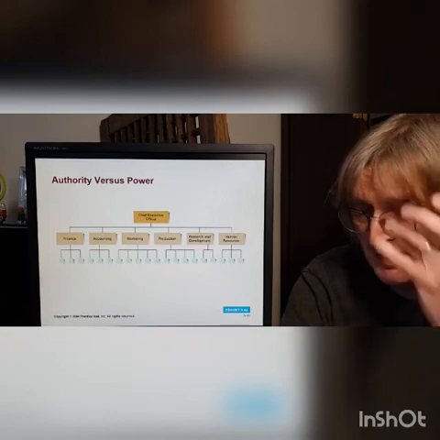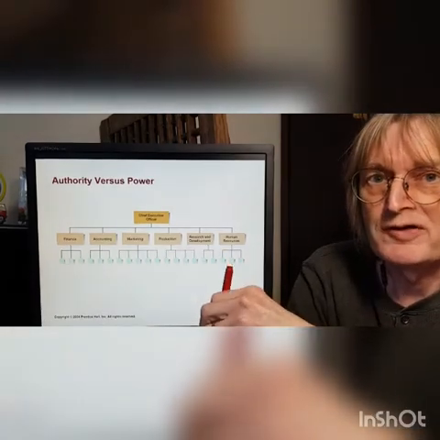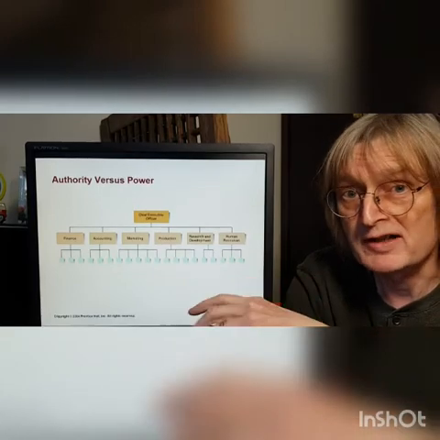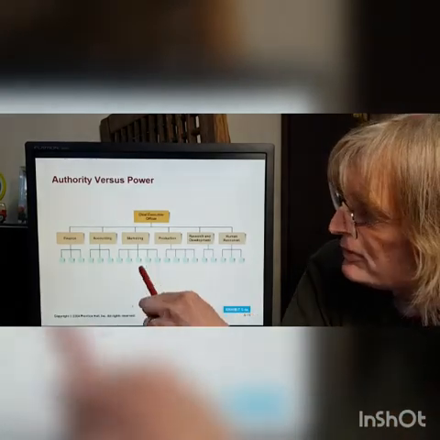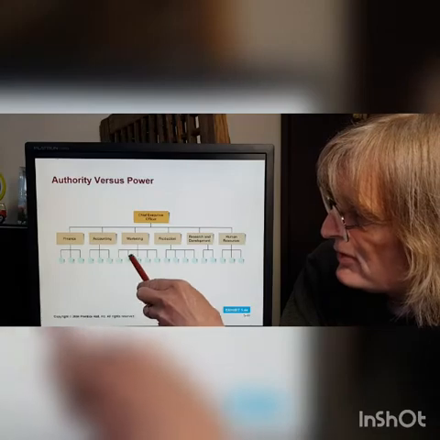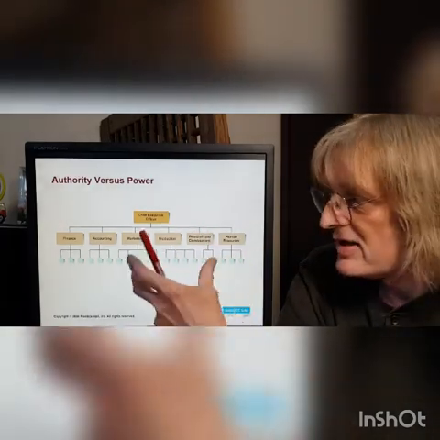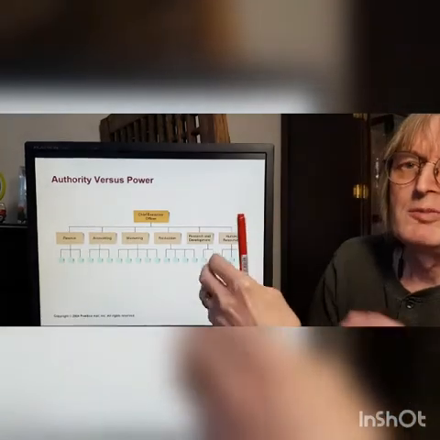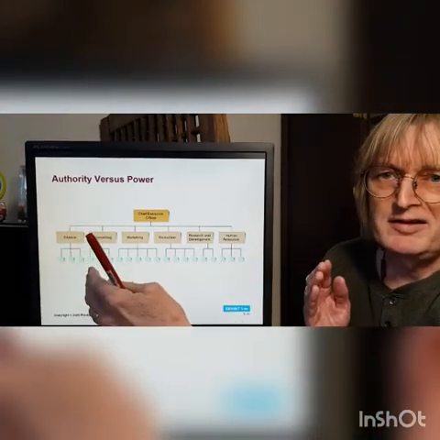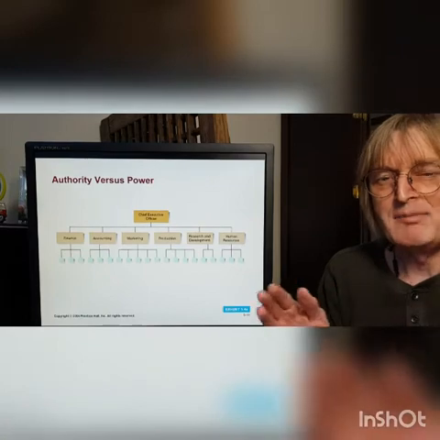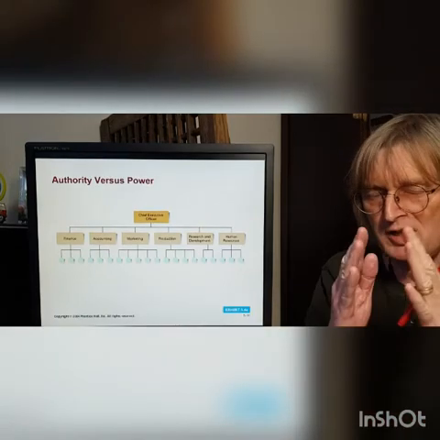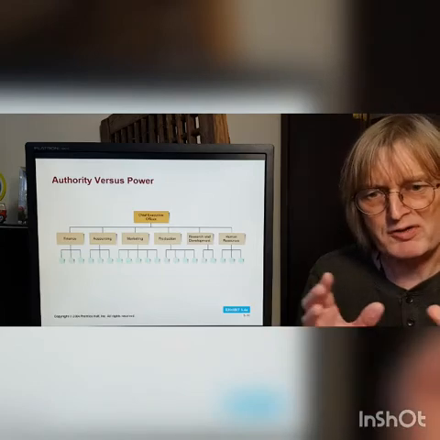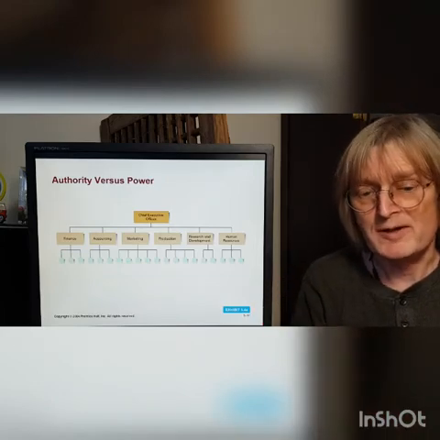Authority versus power. Let's go back to span of control first. A span of control really is just the number of people you have directly under you. So for example, this person here has 1, 2, 3, 4, 5 people under them. So that's their span of control. Some of them can be quite flat, so you might have many people under you. Some of them might have only a few people under them. So span of control just talks about the number of subordinates you have.